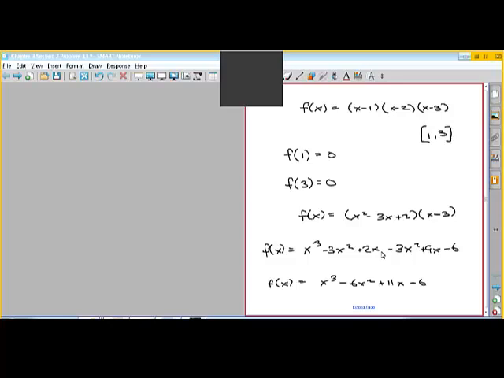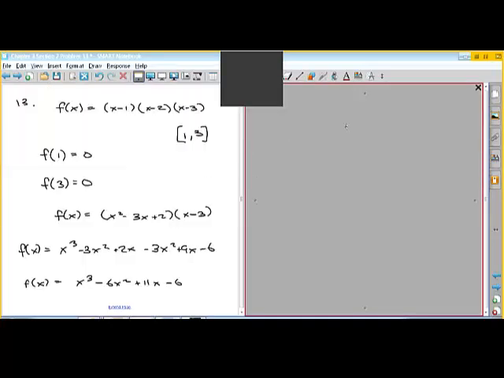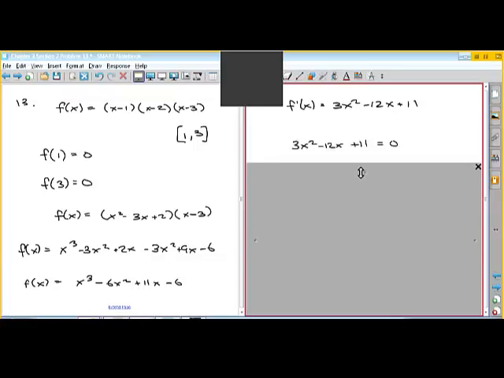So Rolle's theorem says if this is true and the function is continuous, which it is because it's a polynomial, then there should be some value of x between 1 and 3 where the derivative is equal to 0. So we take the derivative of this expression, and you get 3x squared minus 12x plus 11. And you set that equal to 0 and factor it.